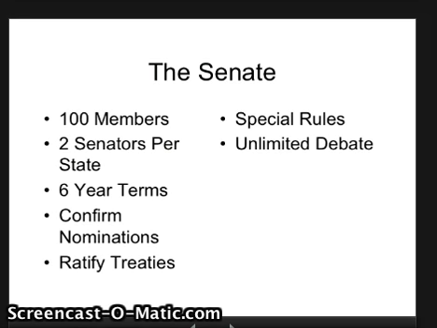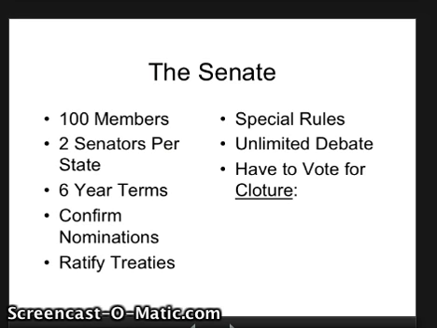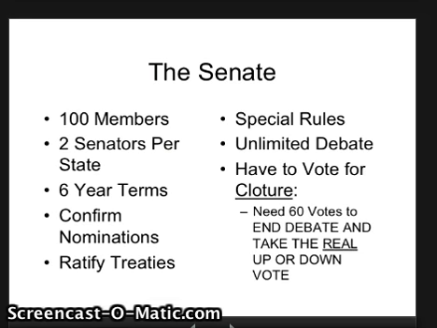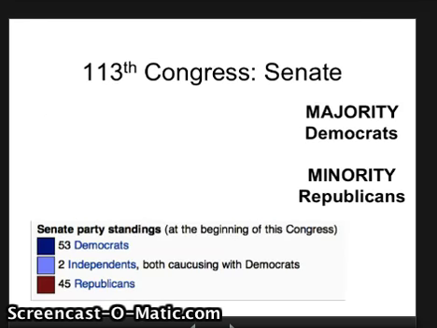They have unlimited debate. That is always the rule. The only way to end debate is to have a vote for cloture, and this requires 60 votes. Then they can take the real vote, where it's just majority rules.